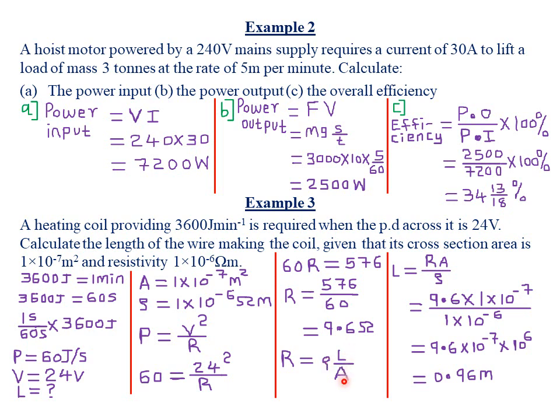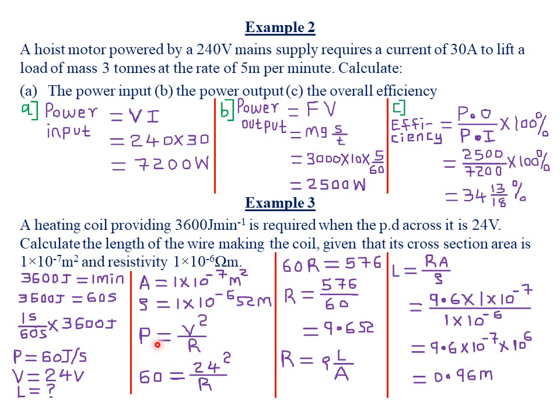So that simply means, because we are given the cross-sectional area and the resistivity, if we find the resistance, we'll be able to substitute the values in this formula in order to compute the length of that particular wire. So we need resistance. And because we are given power and we also have the voltage, we can easily find resistance using the formula power is equal to V squared over R.